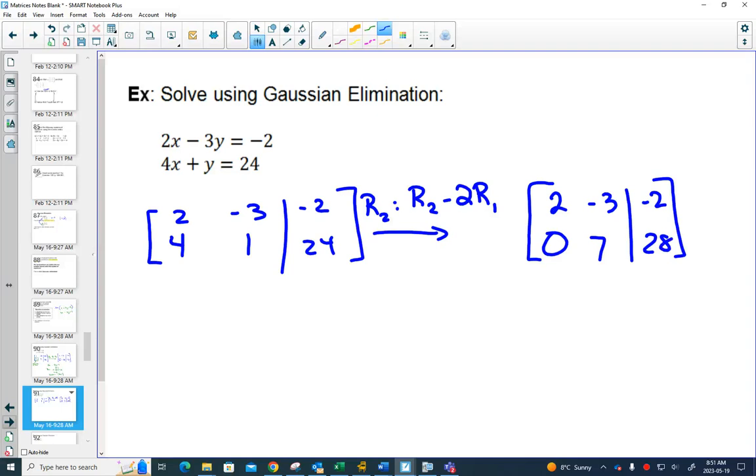Oh. Okay, so here I have row 2. Minus 2 times 3 is going to be plus 6. And here I have 24. Minus 2 times negative 2 will be plus 4, 28. This is going to be your favorite. And once you get that 0, that tells you 7y is 28. So y is 4.